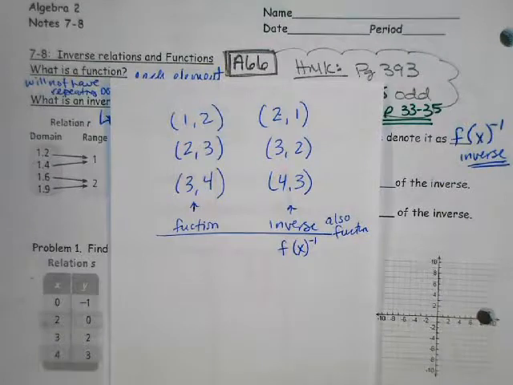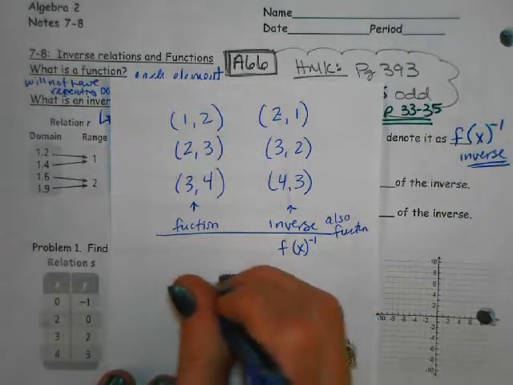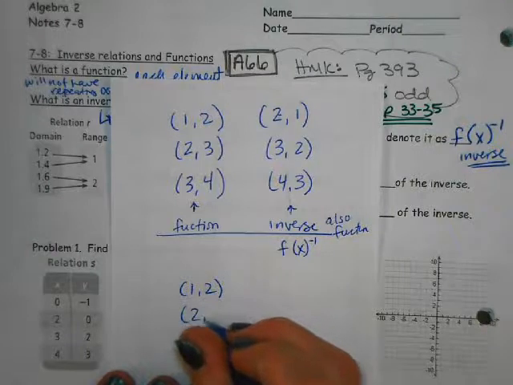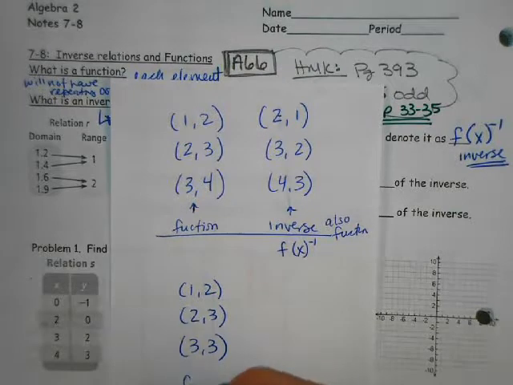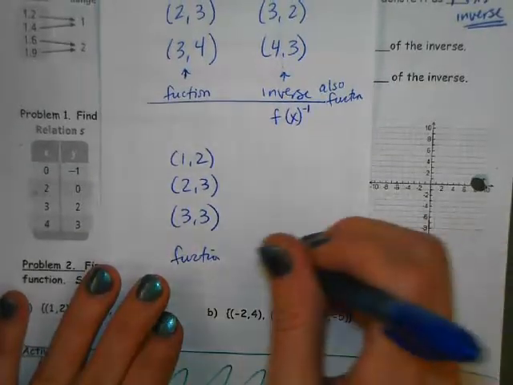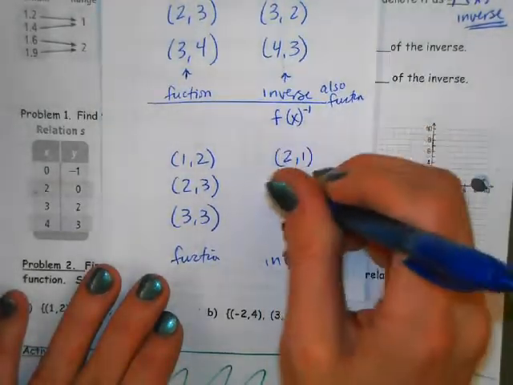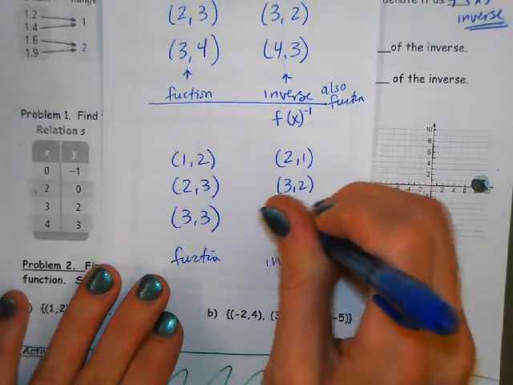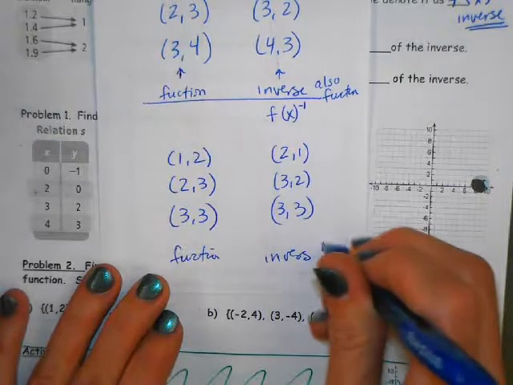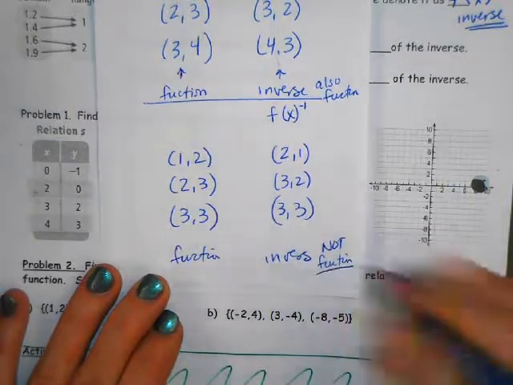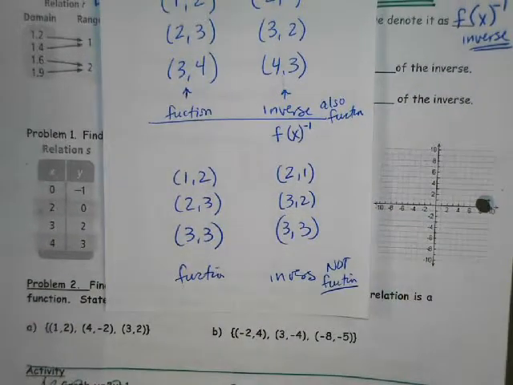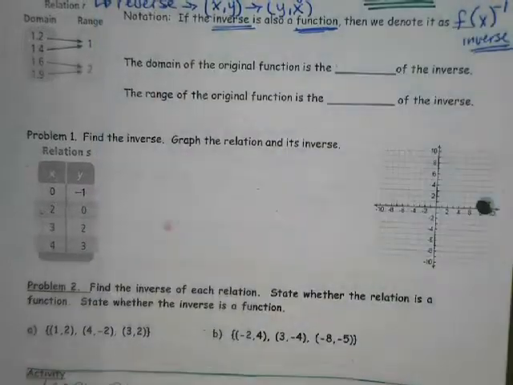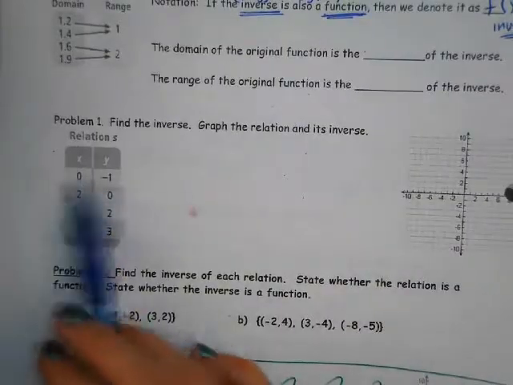Right. So now, let's say I have (1, 2), (2, 3), and (3, 3). Okay? This is a function here, but when I do the inverse, which is down here, it would not be because I have a (2, 1), a (3, 2), and then I have a (3, 3). So therefore, this is not a function. You guys get what I'm saying? F of x to the negative 1 is the inverse. Yes. Okay?